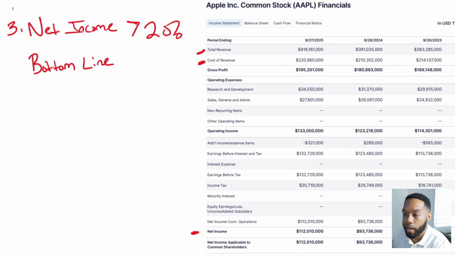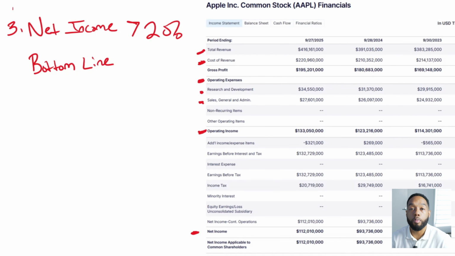Then we had to buy the supplies and goods to make the iPhones, to make the computers. And then after that, we had our operating expenses. We had to research, we had to pay our employees, we had to open the stores and actually do this, things like shipping, supplies, boxes. This gave us our operating income.